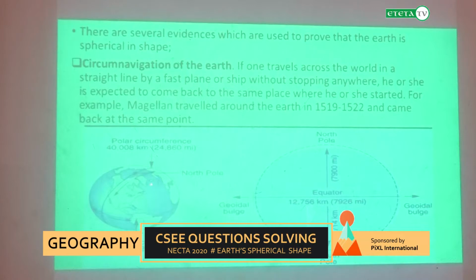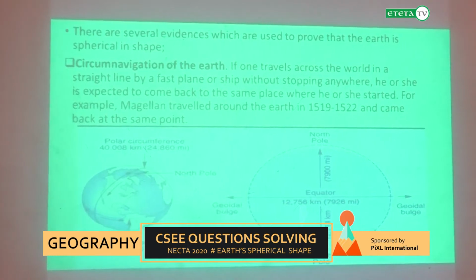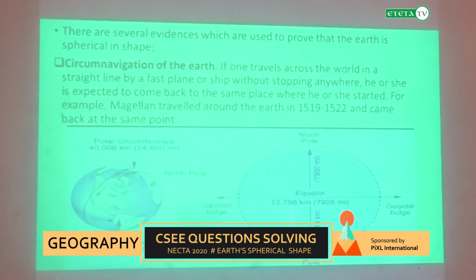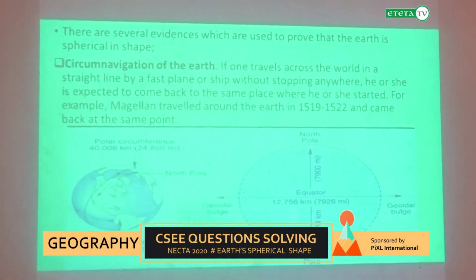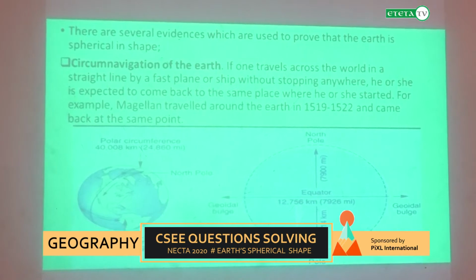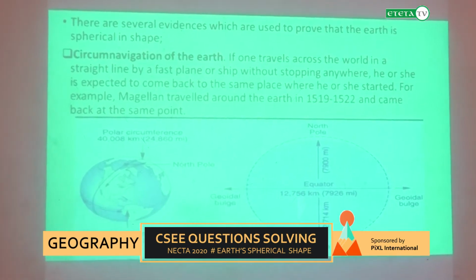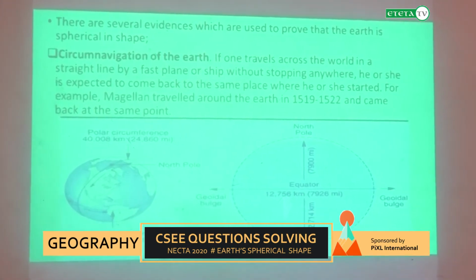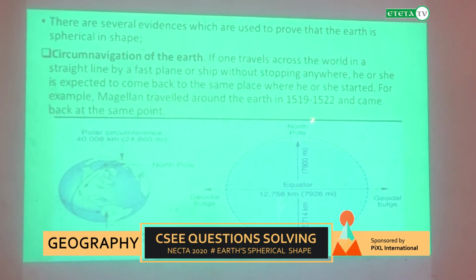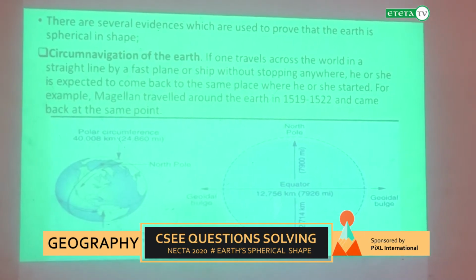So, here, you see that this earth is spherical, or we can use this diagram here, showing that you can start from this point, North Pole. You can go very fast, going this way. You come back to the same point. If at all the earth were flat, Magellan would not come back to the same point. Because the earth is spherical, that's why he went in a straight line and came back to the same point. This is the first evidence.